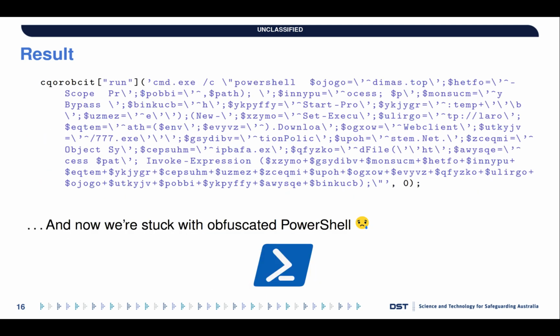Now if we look closer, we'll see that this is actually obfuscated PowerShell. So while we still have obfuscated code to deal with, the malware analyst is at least able to focus their attention on this new piece of code that may not have been readily visible in the original JavaScript malware sample.